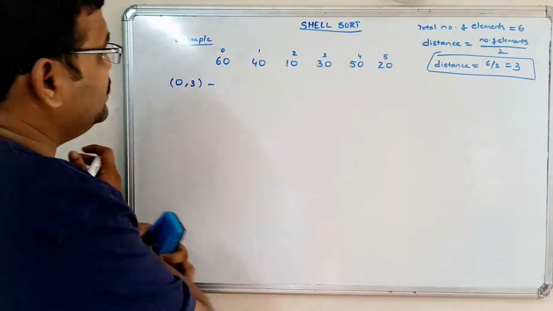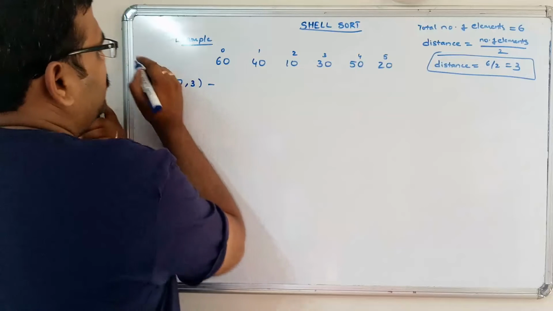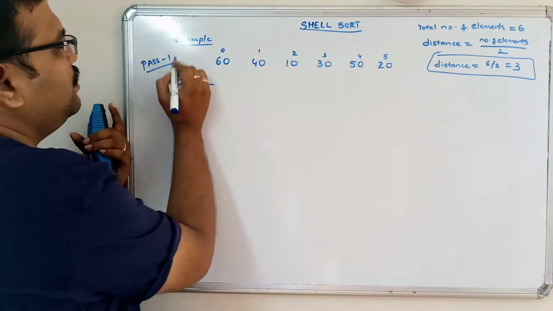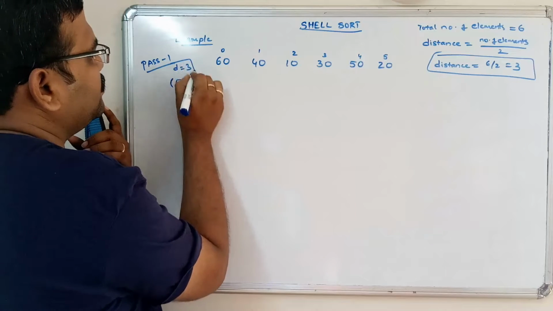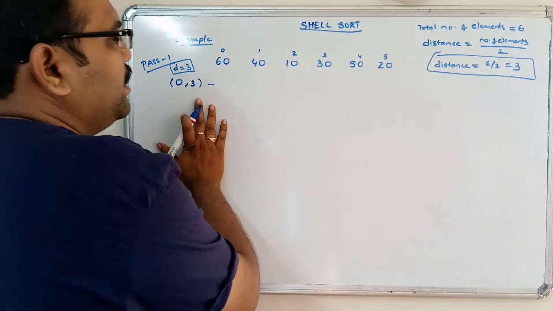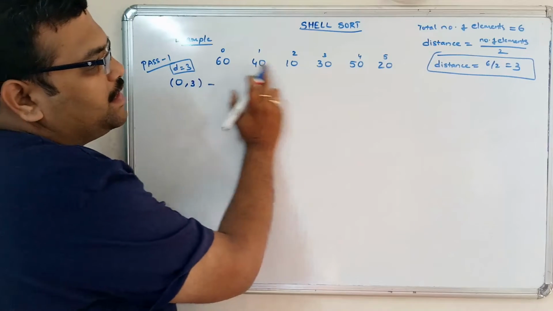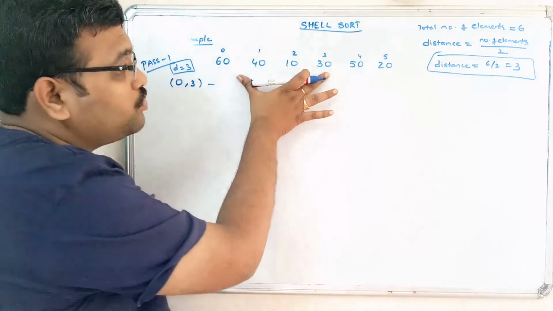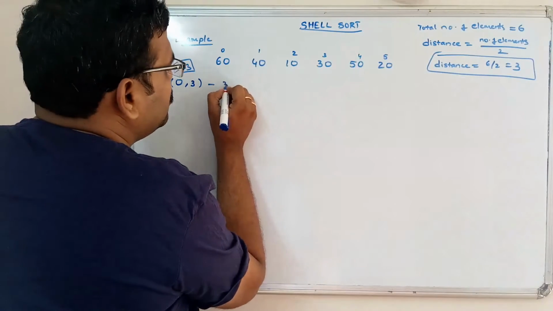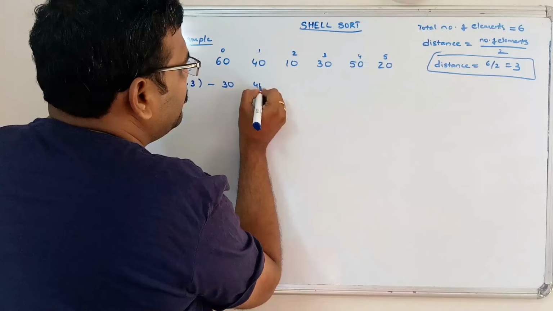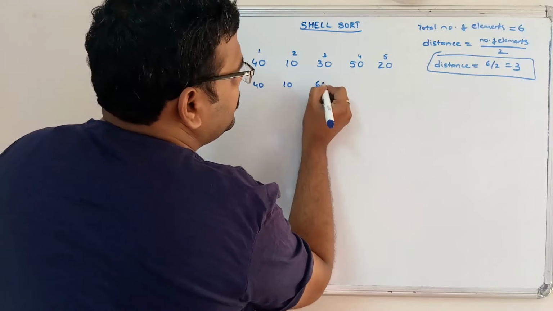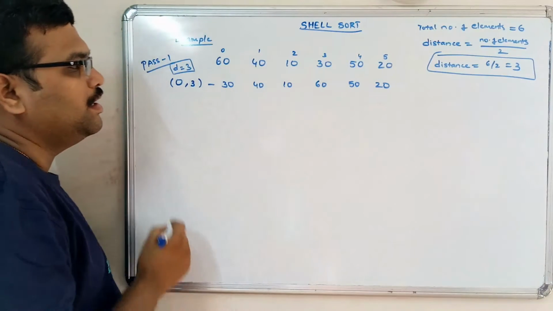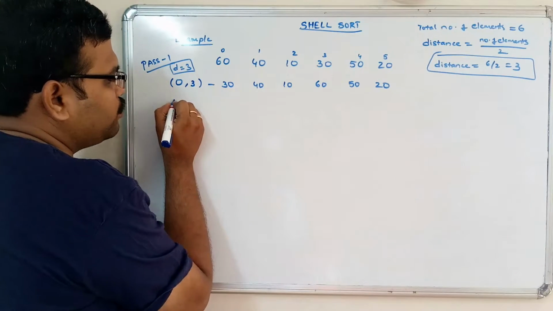Okay. See, 0 and 3. So this is the pass 1. In the pass 1, distance is equal to 3. Right. 0, 3. 0th element is 60. Third element is 30. So these two are not in ascending order. So just swap. So simply we can say 30, 40, 10, 60, 50 and 20. Right. Next, move the index value to 1.